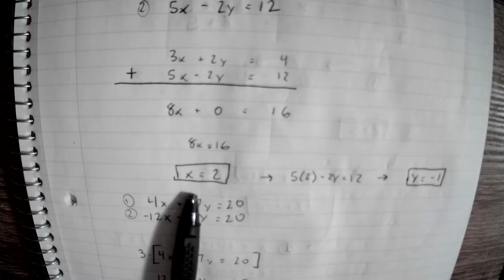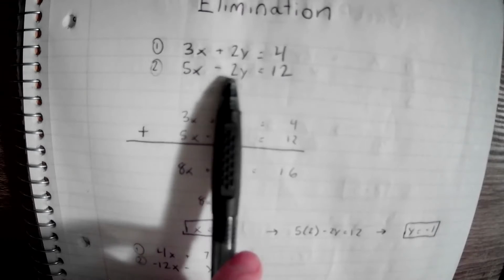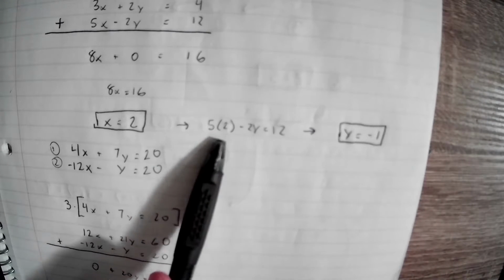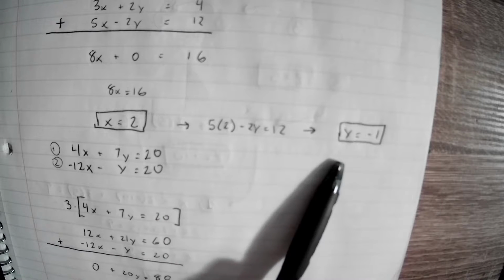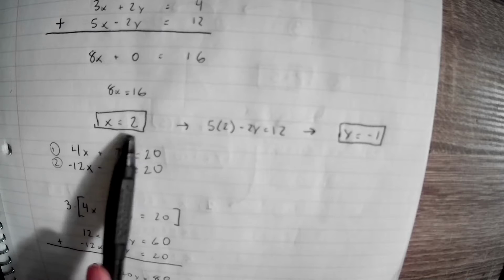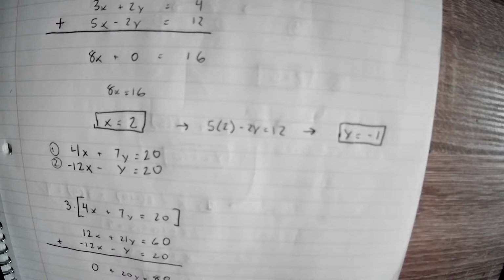Now plug that back into any of the equations again, and just find out the y. So I do that here. Plug in that 2 for x. 5 times 2 minus 2y. We get y equals negative 1. So the solution of this system would be x equals 2, y equals negative 1. Again, that was a pretty easy equation.